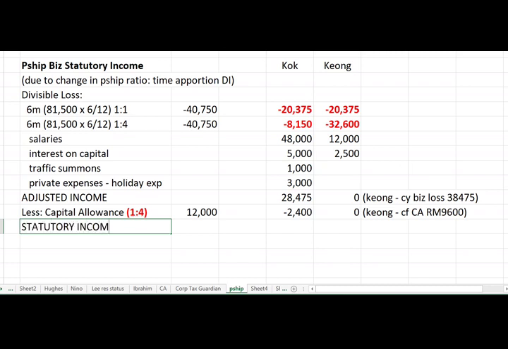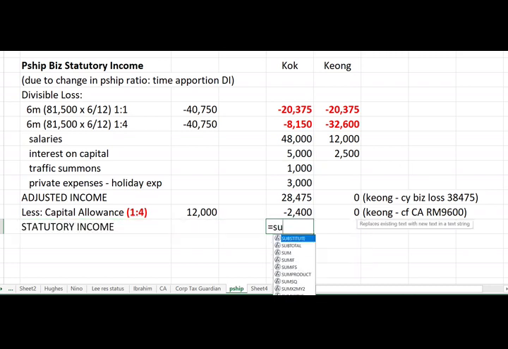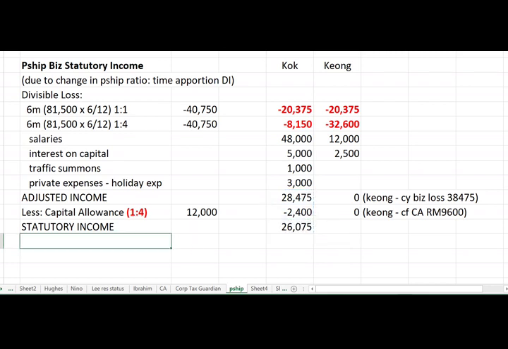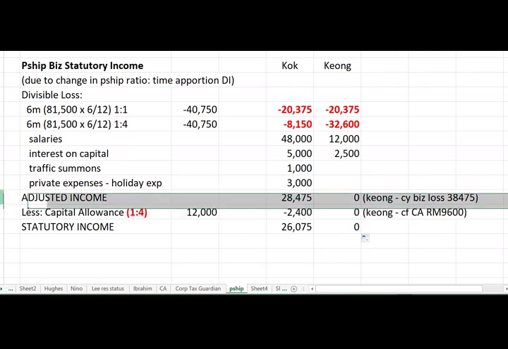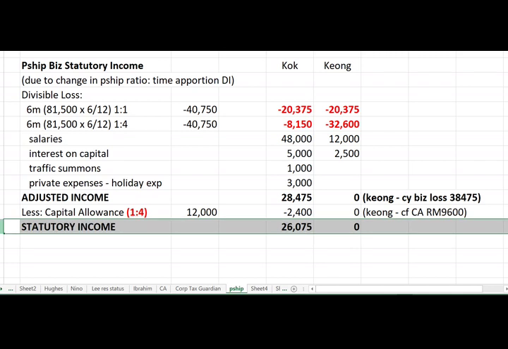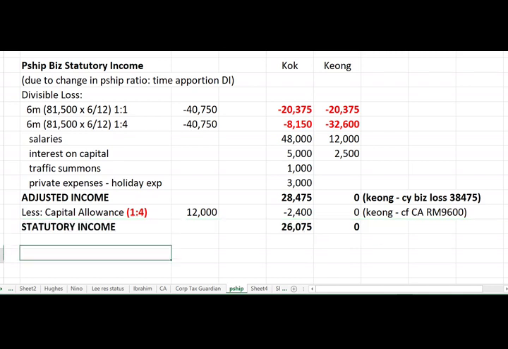So the statutory income for Koch will be 26,075, and for Kyung is kosong.